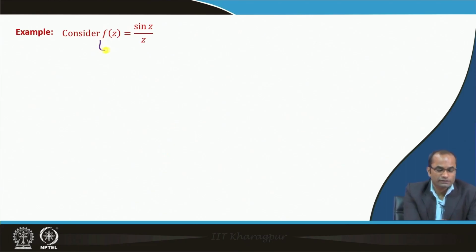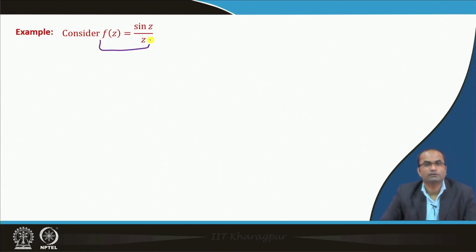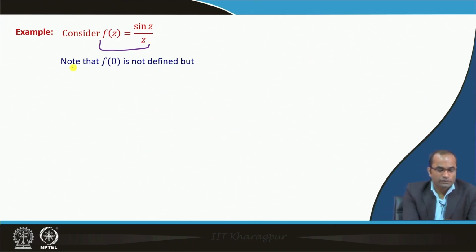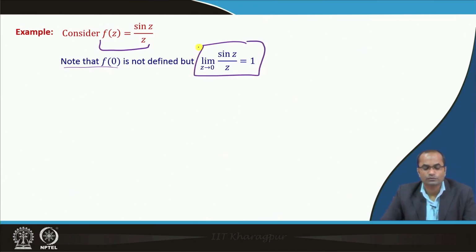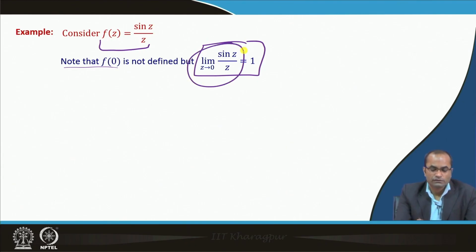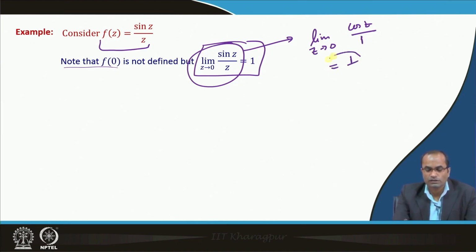So, we consider this f z as a function sin z over z, and in this case we note that this f z is not defined at z equal to 0, but if we consider this limit as z approaches z naught of sin z over z, the L'Hopital rule is applicable. So, here we have 0 by 0 form, and then as z approaches 0, we have cos z over 1, and cos 0 is 1. So, this limit is 1.